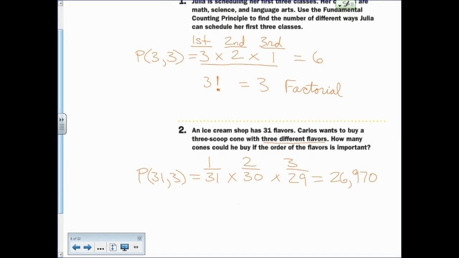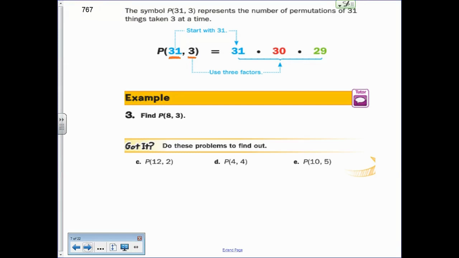And when I have a complete permutation of something like this one, I could say that is 3 factorial. And some calculators actually have the exclamation point symbol on them, and you can use that to have it do all the calculation for you, so you don't have to type in 3 times 2 times 1, which comes in handy if you have to do a complete permutation of a larger number of items. So let's take a look at example 3.